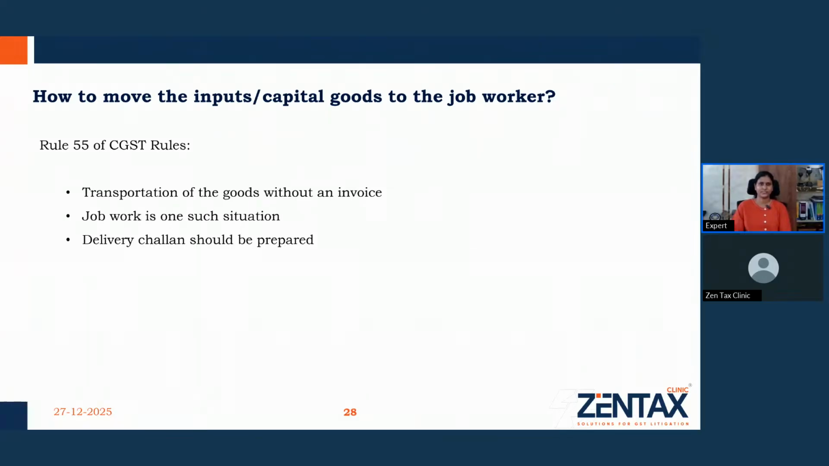As we have discussed, now we will see how to move the input or capital goods to the job worker. Rule 55 of the CGST Rules mentions the scenarios where the transportation of goods can be made through a delivery challan without an actual tax invoice. In Rule 55, job work is one such situation where a delivery challan can be issued.